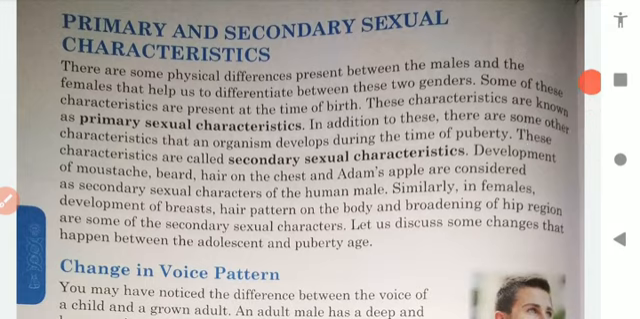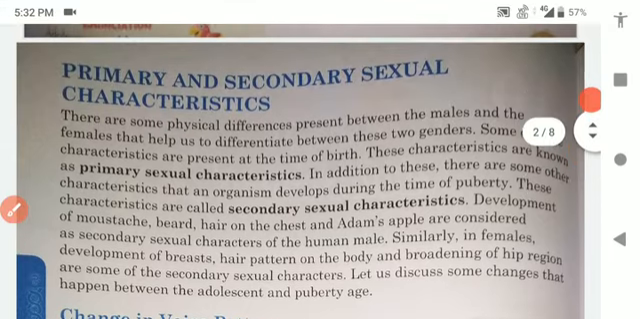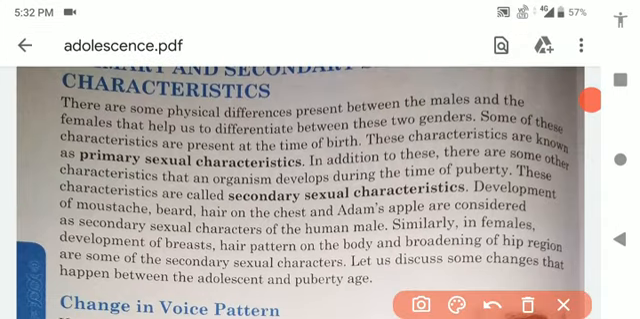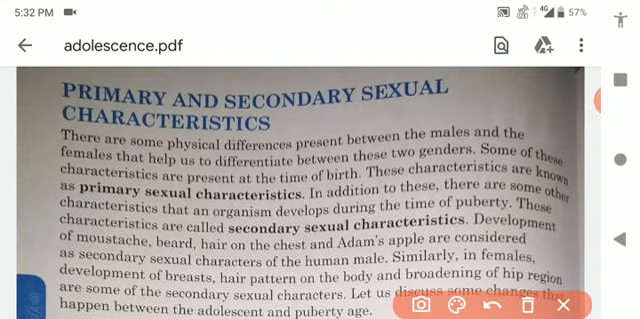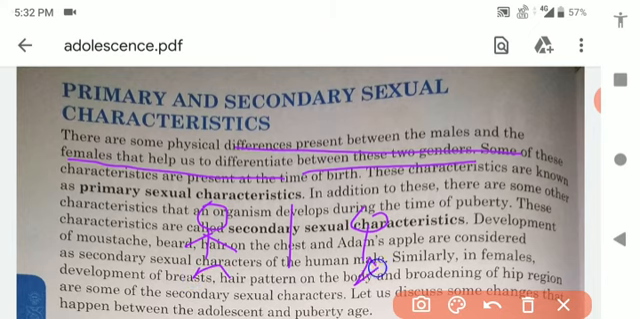So it is a very unique feature that takes place at this age. Now, another topic that we are going to study is the primary and secondary sexual characters. What do you mean by primary sexual character, and what do you mean by secondary sexual character? Now let's study it. There are some physical differences between male and female, and that helps us differentiate between the two genders. Suppose these are two babies, and I want to say which of them is a male and which is a female. We can see physically, and we can say this is a male or this is a female on the basis of the sexual organs present in them, isn't it?